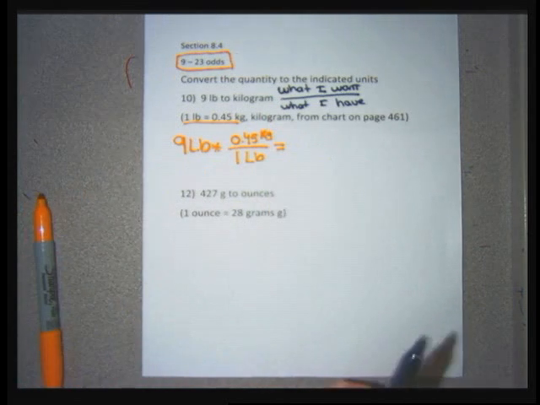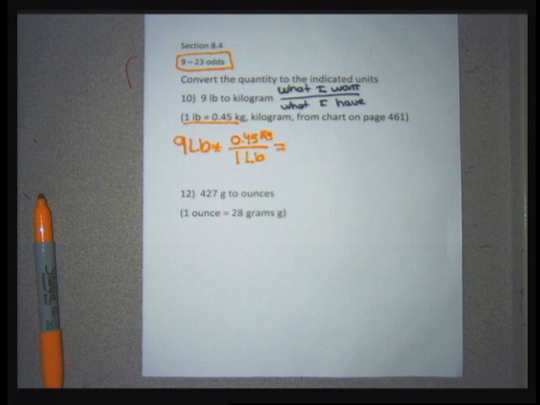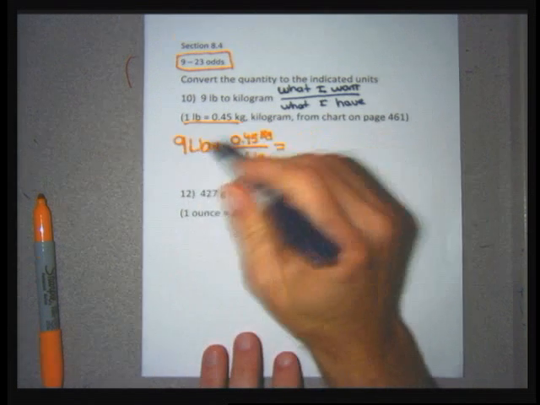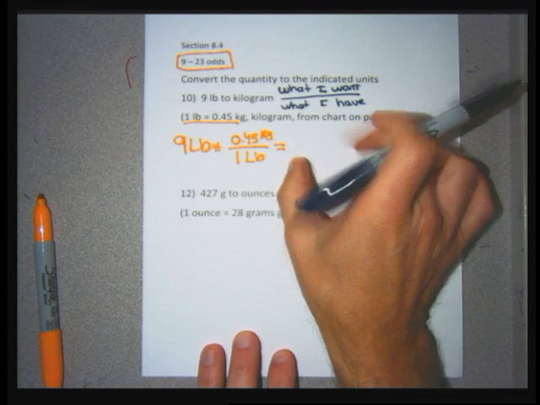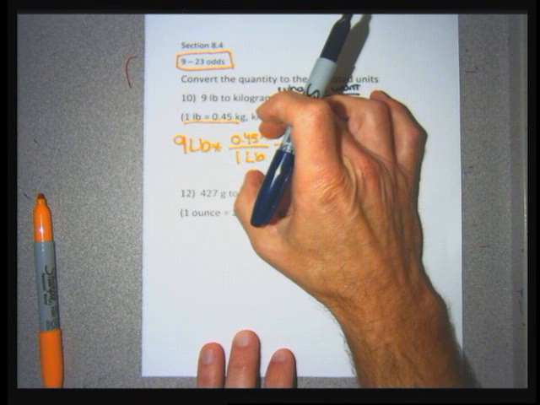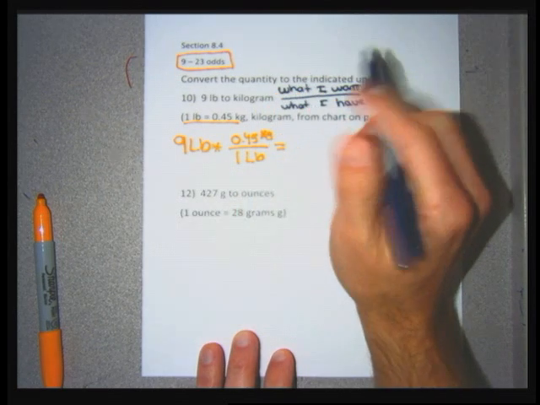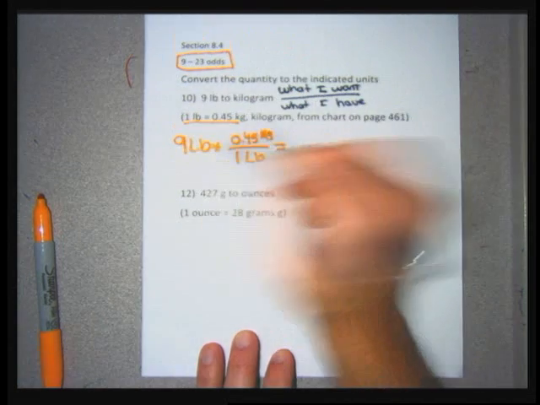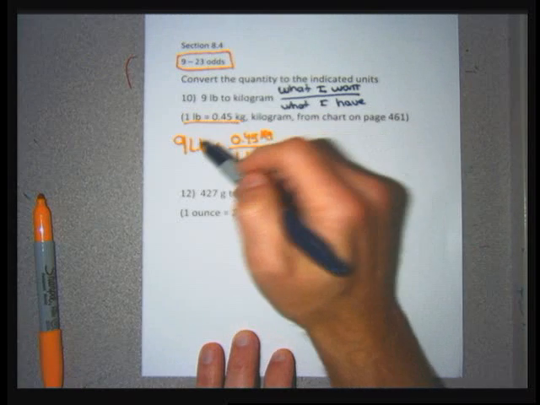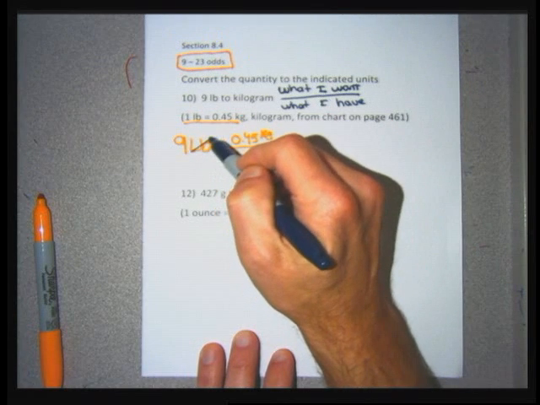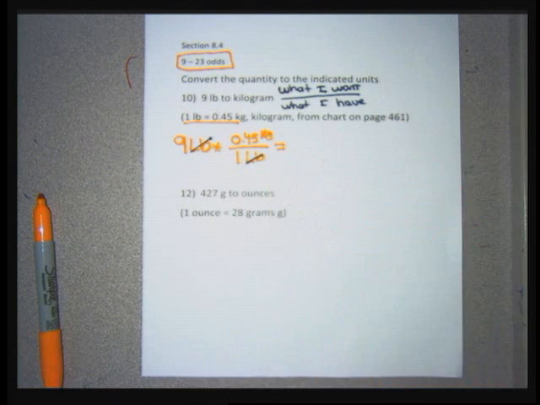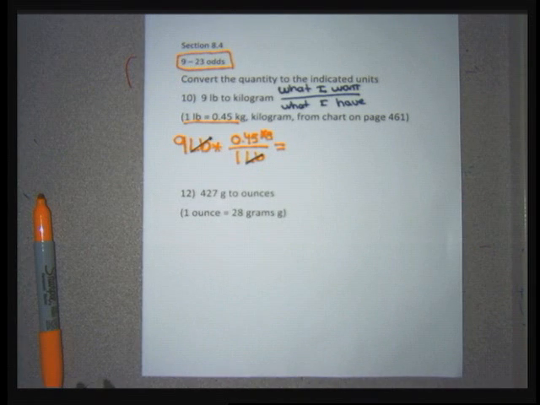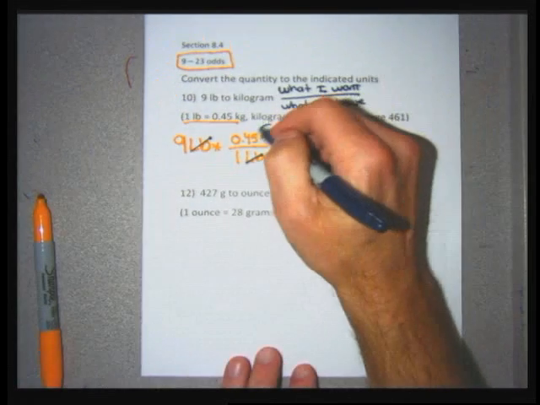When I do this multiplication, I'm not changing the original problem. My answer is going to be equivalent to 9 pounds. It's just not going to look like 9 pounds because I'm multiplying by 1. If I multiply any number by 1, I don't change the value in some sense. But now I'm going to change the units. So this 9, because it's not written as a fraction, is considered in the numerator. I can cancel the pounds in the numerator with the pounds in the denominator, and I'm left with 9 times 0.45. The units that are left are kilograms.